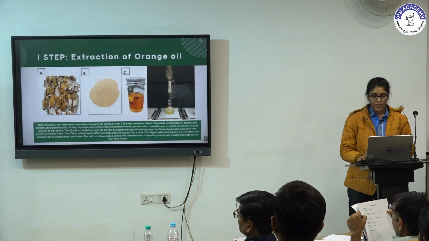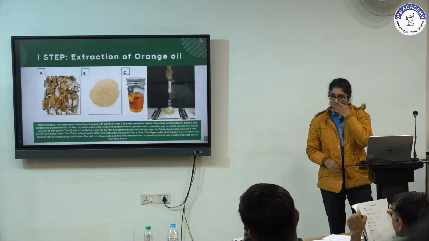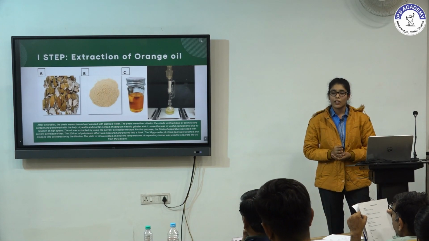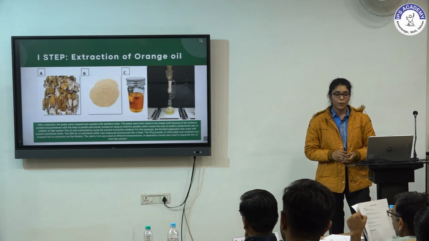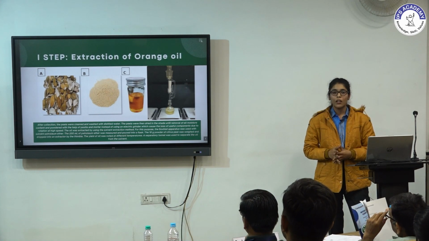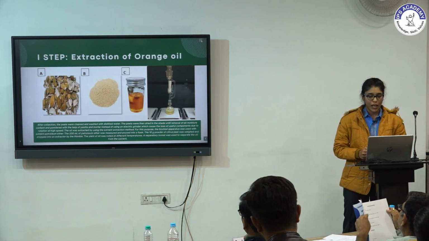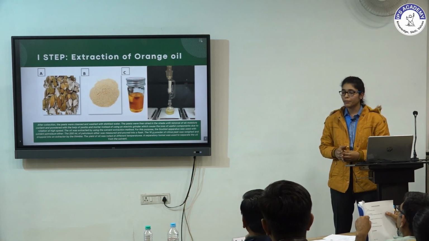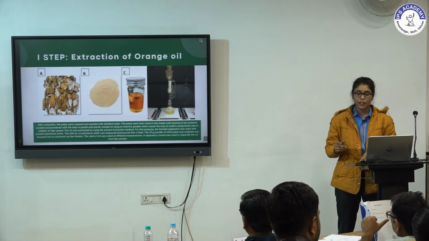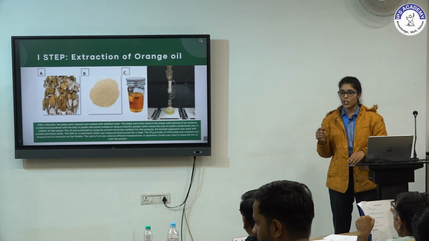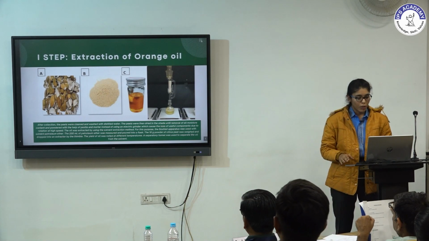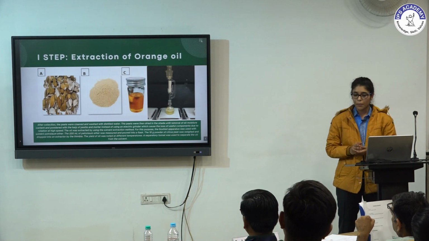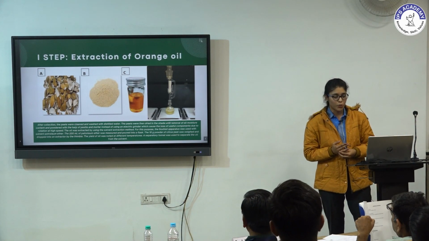Moving ahead to our first step, that is the extraction of orange oil. Firstly, we took the orange peel, sun-dried it, and made a fine powder of it. With the help of a pestle and mortar, we ground it into powdered form. We haven't used any electrical grinder, because by using it, we can easily lose the essential elements from it. With the help of a Soxhlet apparatus, we extracted the orange peel oil.